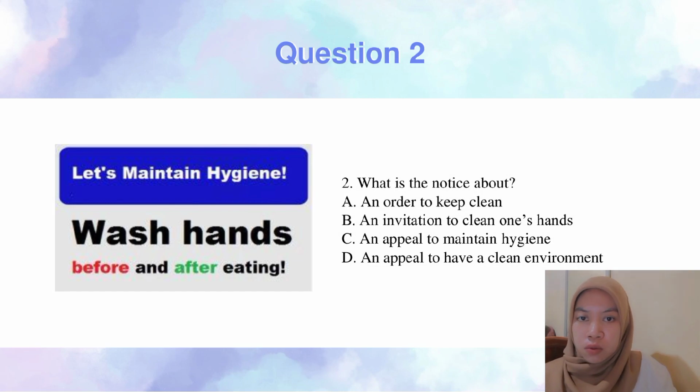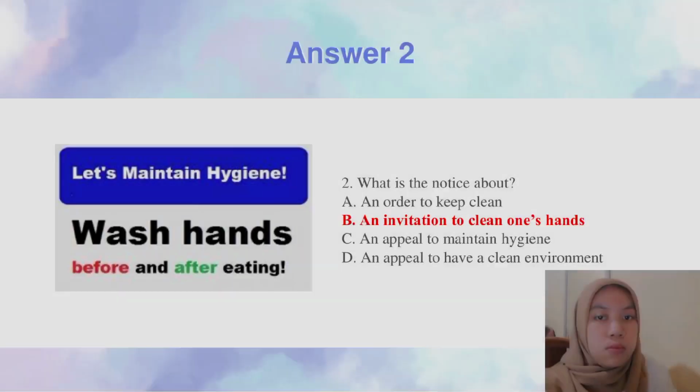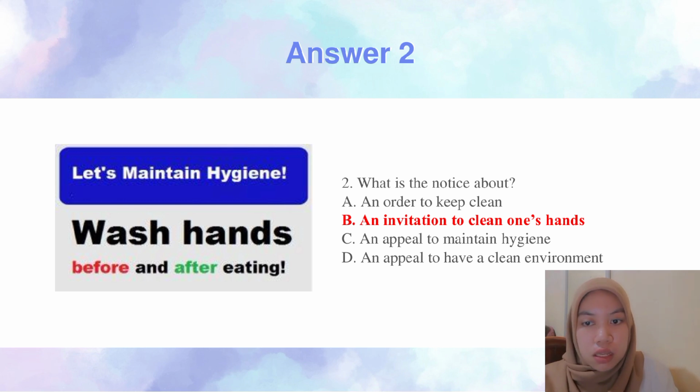Question number 2. Let's maintain hygiene. Wash hands before and after eating. What is the notice about? A. An order to keep clean. B. An invitation to clean one's hands. C. An appeal to maintain hygiene. D. An appeal to have a clean environment. And the answer is B. An invitation to clean one's hands.